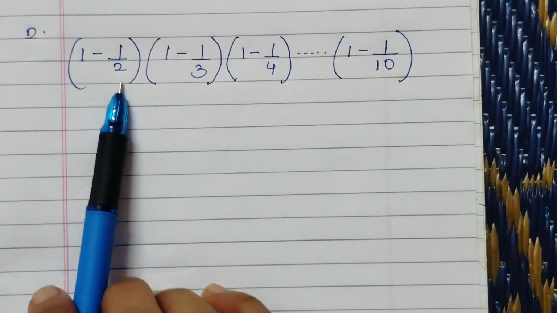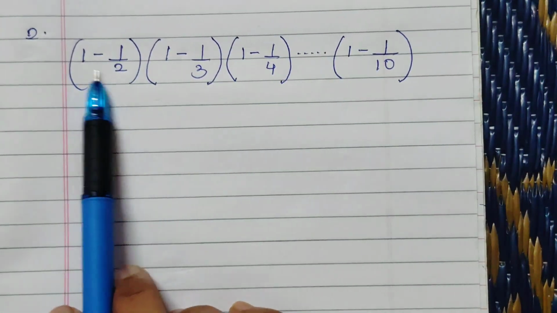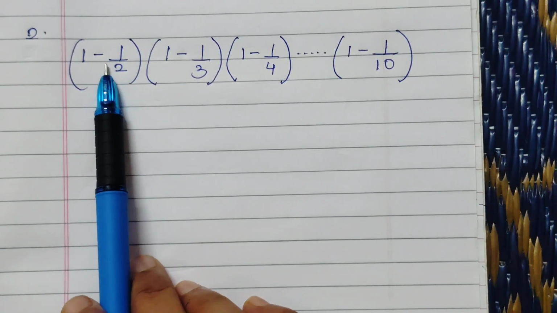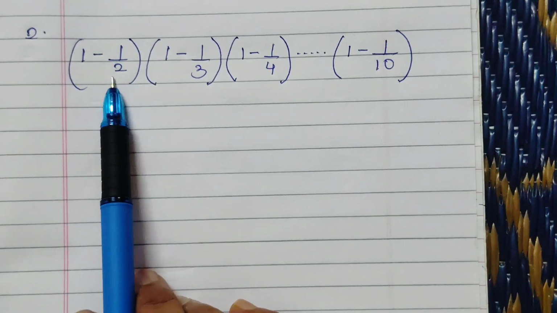So now we have wrote the question. So we will solve this. First we have to solve the bracket. So inside what the equation they have given, we have to solve that. So first is what? 1 minus 1 upon 2. Okay. So we will just solve this.